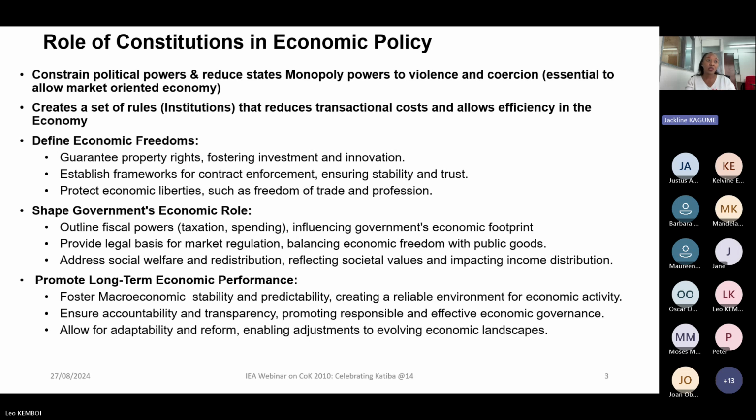As we have this discussion, also remember that the discussion today is focused on our own constitution, but it's important to understand broadly what constitutions are intended to do and how they inform economic policy. So that's the first thing.